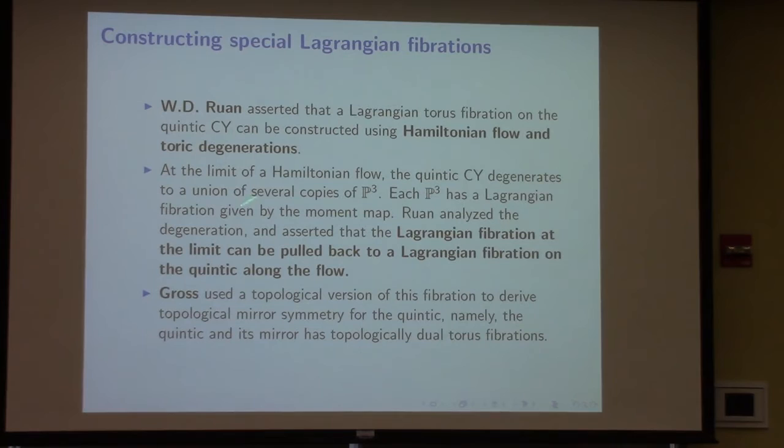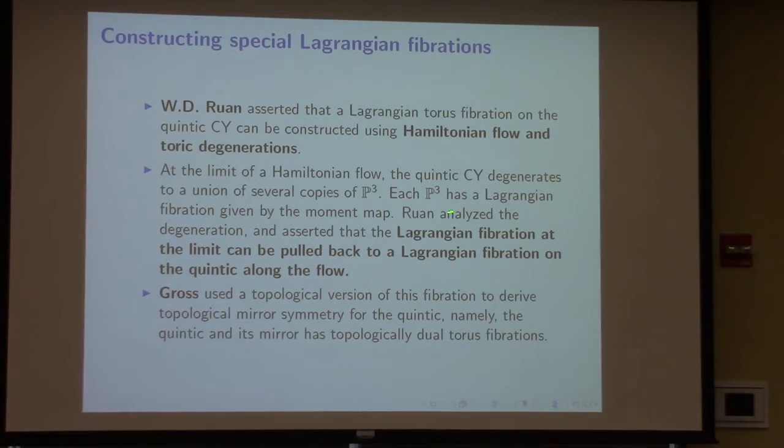Now, my former student, Ruan, about 20 years ago, said that you can construct a Lagrangian torus fibration on a quintic using Hamiltonian flow and toric degeneration. So you can degenerate the whole thing into pieces and try to understand how to do things. In the limit of Hamiltonian flow, the quintic Calabi-Yau degenerates to several copies of P^3. Each P^3 obviously has a Lagrangian fibration given by the moment map.